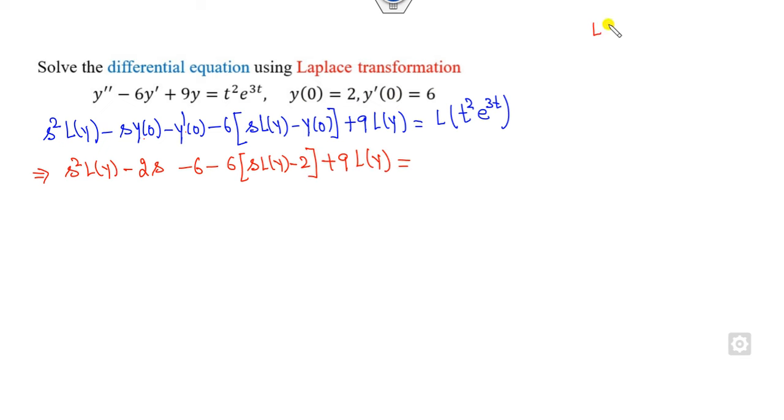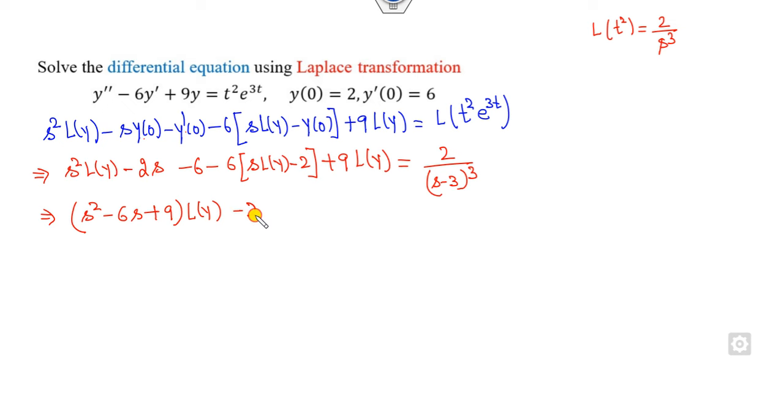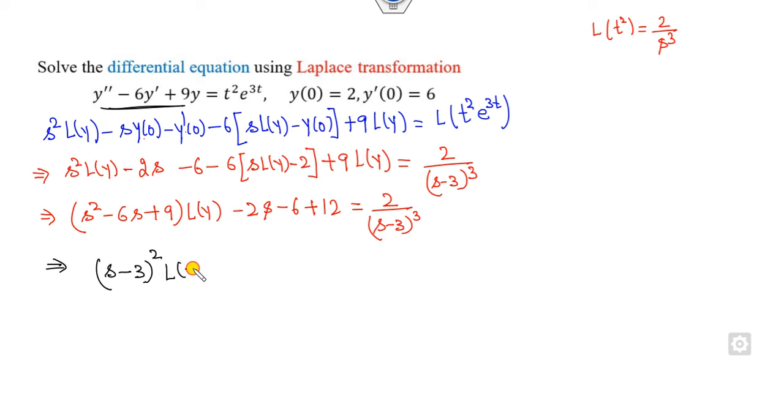Can you find the Laplace of t square? It will be 2 over s cube. Then I can apply the first shifting theorem, so it is 2 over s minus 3 whole cube. Then I can make the pair of s square minus 6s plus 9 times L of y, and the remaining thing is minus 2s minus 6 plus 12 over s minus 3 whole cube. Again you can see that the auxiliary equation will be the same, so I can write this as s minus 3 whole square L of y.